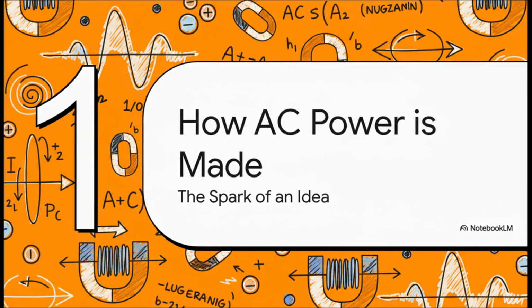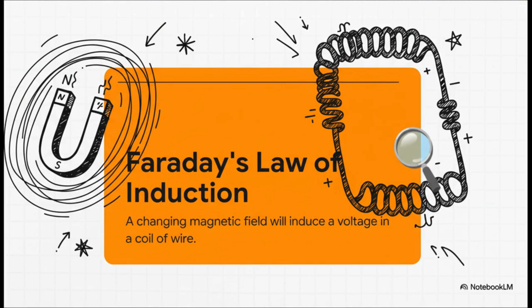So, where do we even begin this journey? We have to go all the way back to the start, to the fundamental physics, the very spark of the idea of how we create the alternating current, or AC, that runs pretty much everything. Okay, so pretty much this whole thing, our entire electrical grid, it all comes down to one core principle discovered by Michael Faraday. He figured out that the secret ingredient isn't just magnets and wires, it's change.